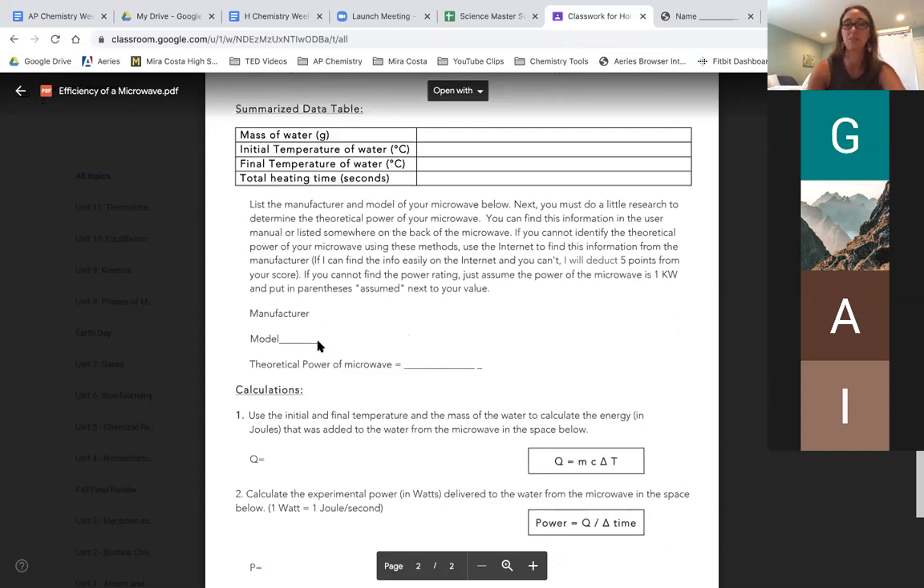These are just things that can be looked up. Sometimes if you open up your microwave, right on the inside of the door, right in the frame, you can find some information about the manufacturer and what model you have. If you can't identify it, if you read in this paragraph, it tells you what to do. If you can't identify the power of your microwave, use the internet to find the information from the manufacturer. And basically, you should be able to find something comparable where you find the power of your microwave.